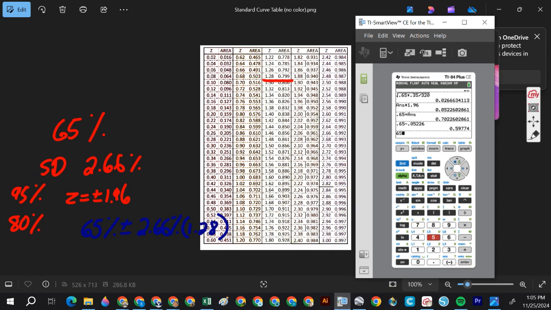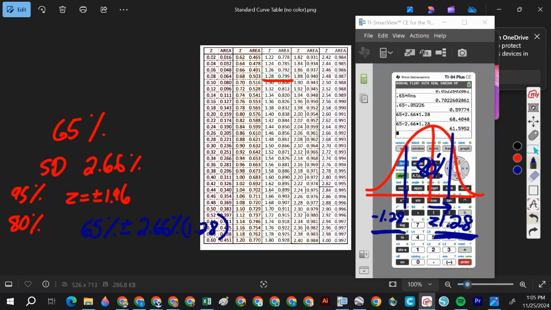So 65 plus 2.66 times 1.28 and 65 minus 2.66 times 1.28. So my confidence interval is 61.6 to 68.4. Does that make sense, Taylin?